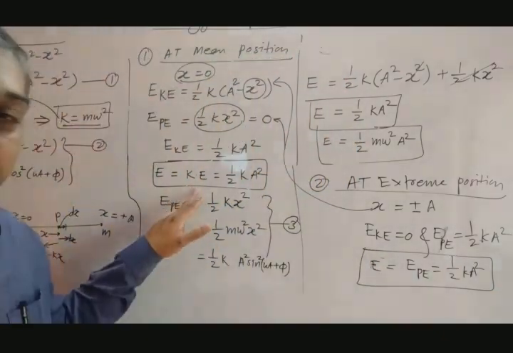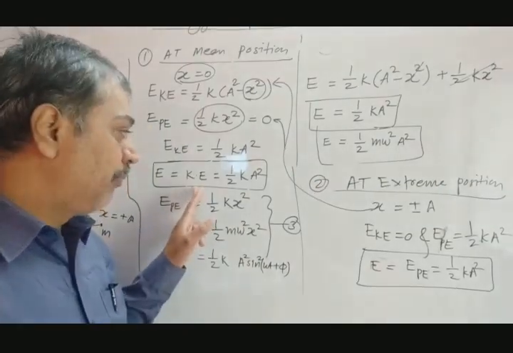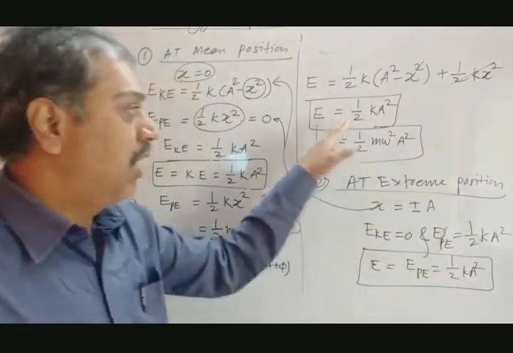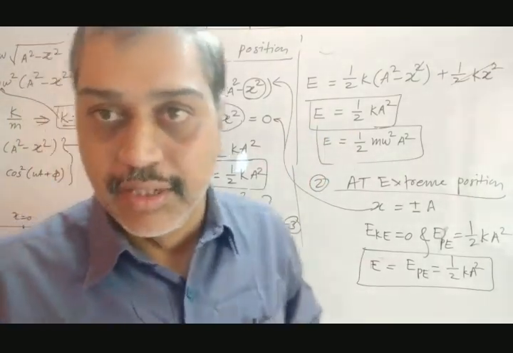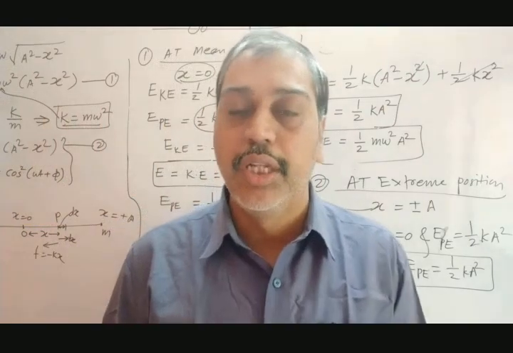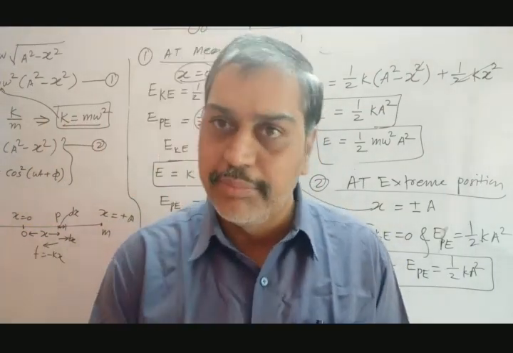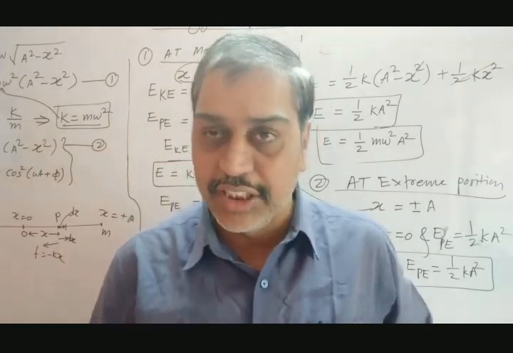This would be the total energy of the particle at mean position. In both cases it is 1 by 2 K A square. From this you can say the total energy of a particle performing simple harmonic motion always remains constant. At mean position and extreme position it always remains constant. It never gets changed.